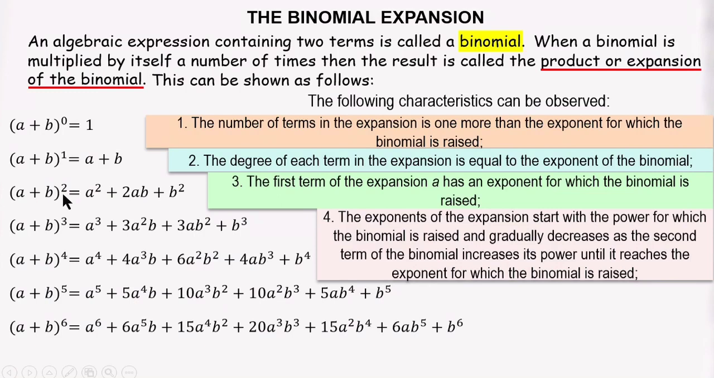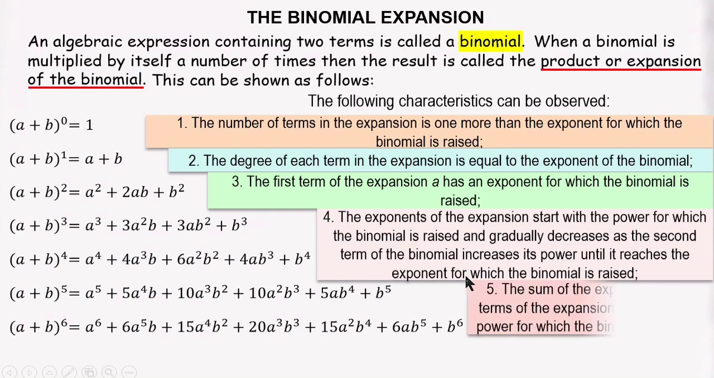So if the exponent is 2, we have 1 and 2. If 3, the power of b starts at 1, to 2, then 3. If it is 4, we have 1, 2, 3, then 4. If 5, it starts at 1 and also ends at 5. If the binomial is raised to 6, the second term b increases its power from 1, 2, 3, 4, 5, and finally 6, which is the exponent to which the binomial is raised. So that is one characteristic of the expansion. And the sum of the exponents of the terms of the expansion is equal to the power to which the binomial is raised. This is similar to the second characteristic of the expansion.